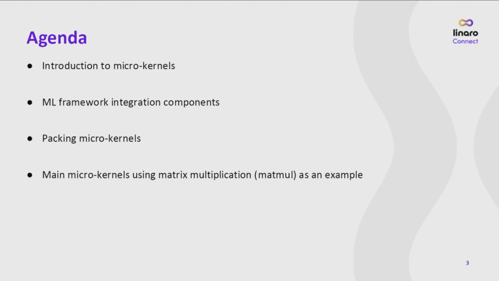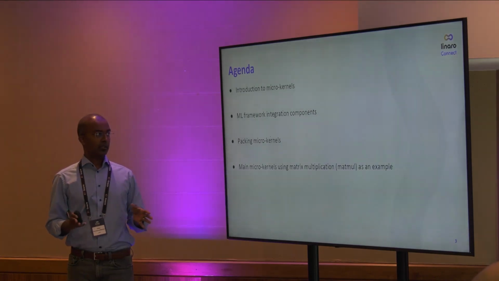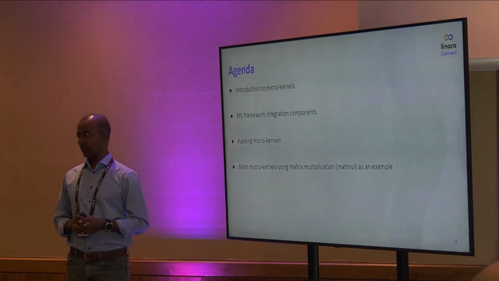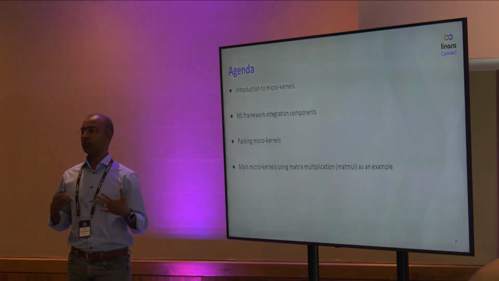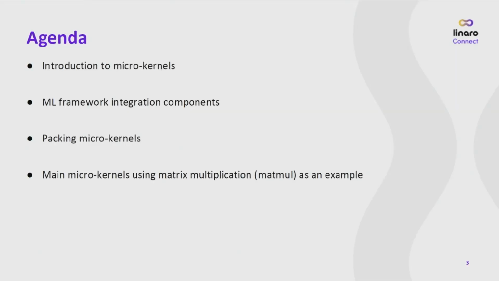So in KleidiAI, we talk a lot about microkernels. We'll touch upon what a microkernel is, and once we complete that, we'll go into the integration aspect of KleidiAI. What do we mean when we say integrate KleidiAI into a framework? We'll discuss some of the components there, and then we'll go into the individual integration aspects of it, like how do you integrate a packing microkernel and a main matrix multiplication microkernel. Throughout this talk, I'll be using a GEMM, or general matrix multiplication, as an example.